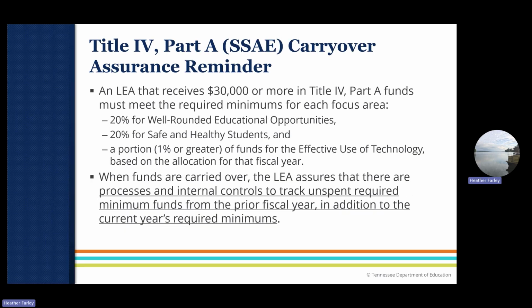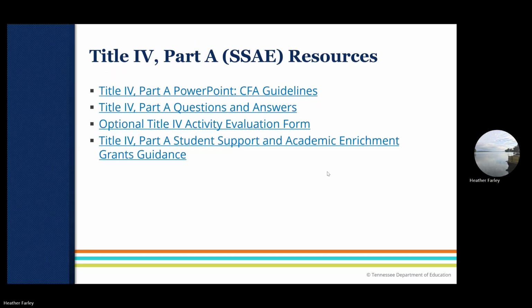And then a carryover reminder that if you did not spend the required amount on those 3 areas, let's say you only spent 19% for well-rounded education this year, that means next year when the carryover comes in, you have to remember to spend at least 1% of that. So making sure you are tracking the funds. Your Title IV resources.